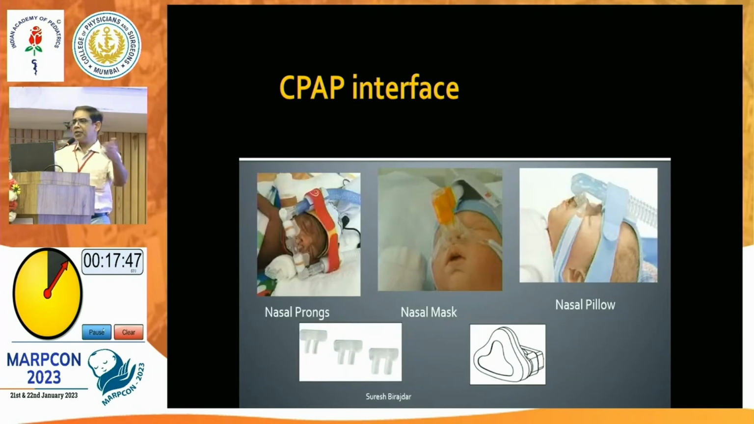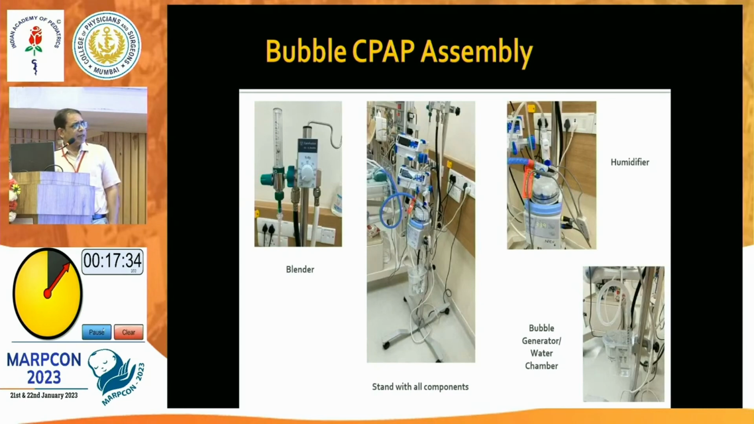Now, how does the pressure get delivered once it is generated? Through the tubings, it goes to nasal prongs or a mask or some other interface. Some companies call it a nasal pillow as well. This is the typical CPAP assembly. First, you have to have compressed air and compressed oxygen supply. Then it goes through the blender, and from the blender, it goes to the humidifier, where it gets heated and humidified. And then through the tubings, it is applied to the baby. And then the expiratory limb goes into the bubble generator or water chamber.